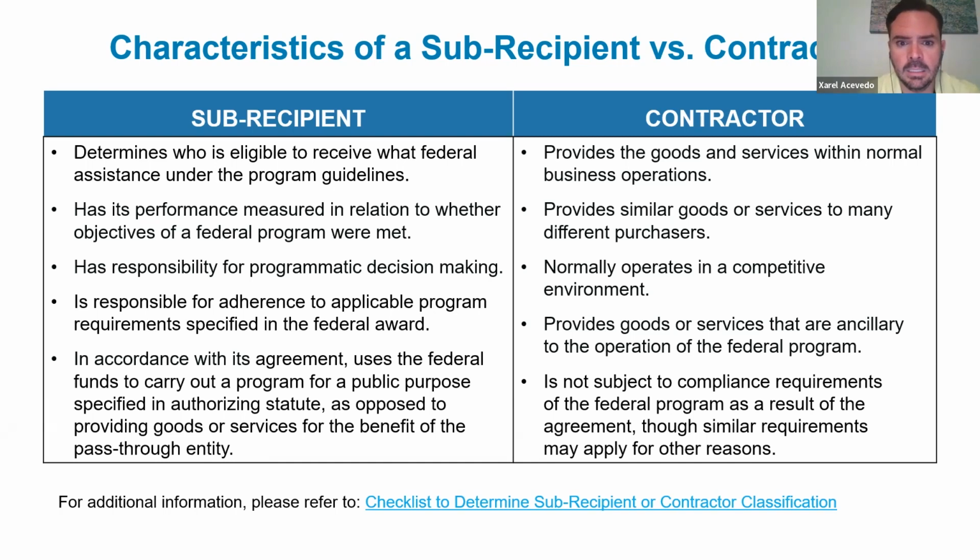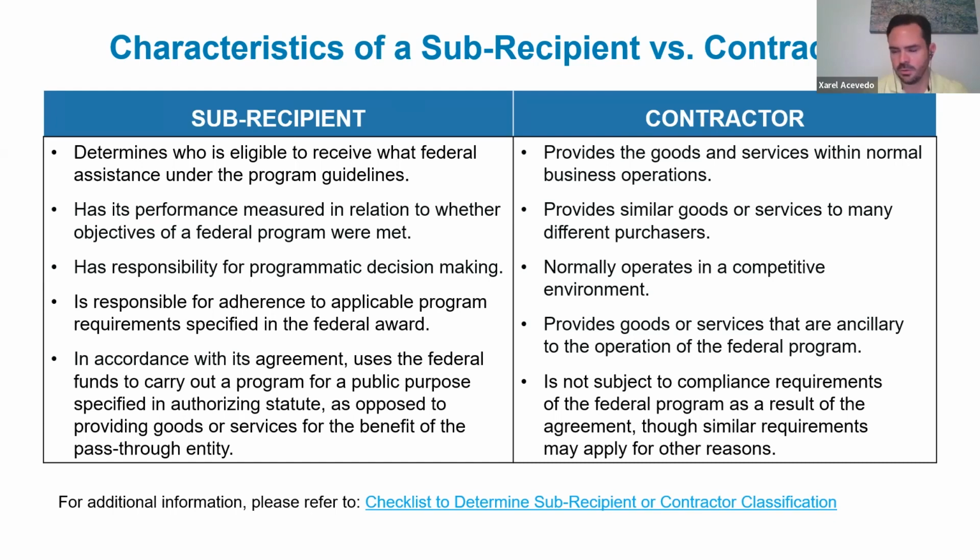Now let's look at the contractor. First, provides goods and services within normal business operations. This could be professional services or equipment, or any service that they could provide, but they don't go past just giving that service. The second one says provides similar goods or services to many different purchasers. Yes.